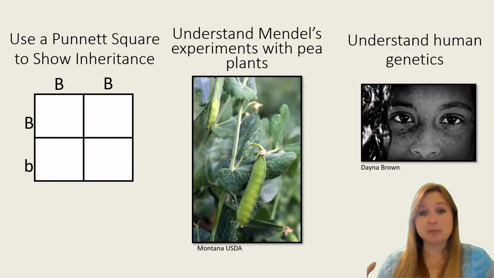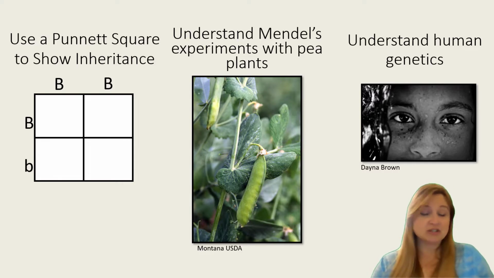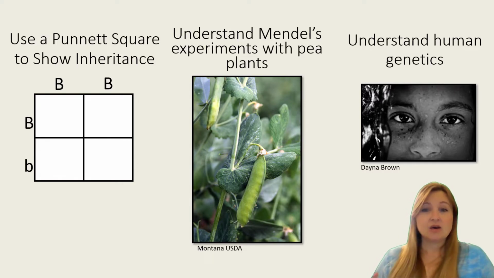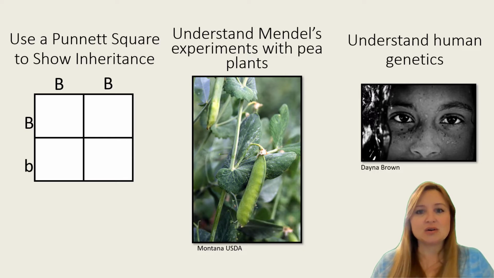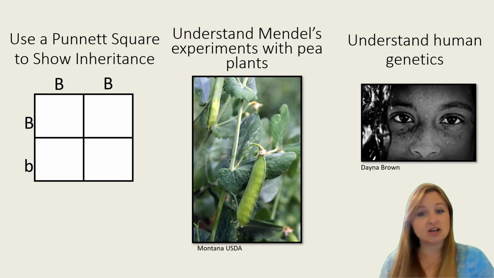These are the basics that we have to understand if we're going to, for instance, use a Punnett square to show how genes are inherited, or maybe understand Gregor Mendel's experiments with pea plants that ended up becoming the foundation of what we know today as genetics. Or these are the basics that we need to understand if we're going to work with human genetics and how human genes are passed along and inherited.